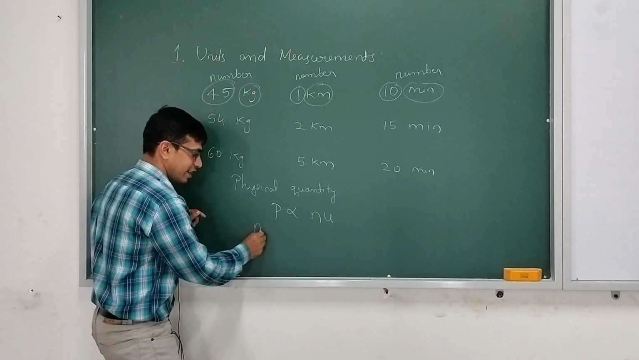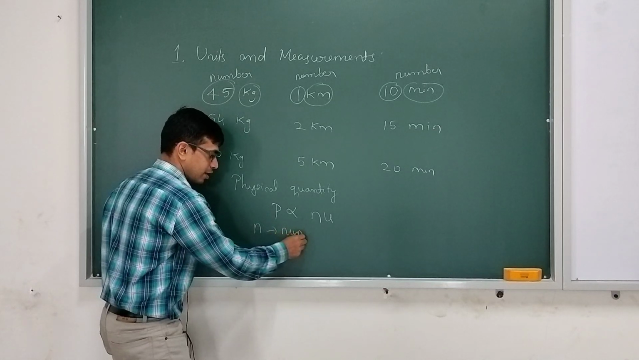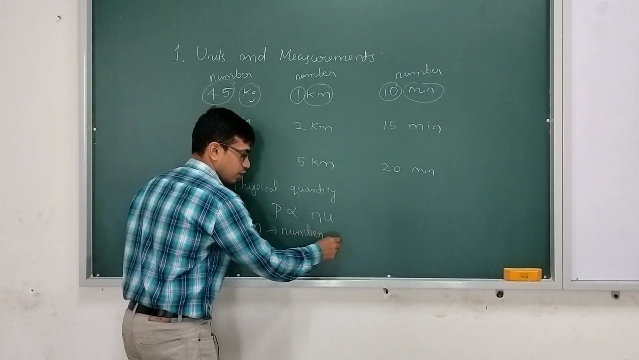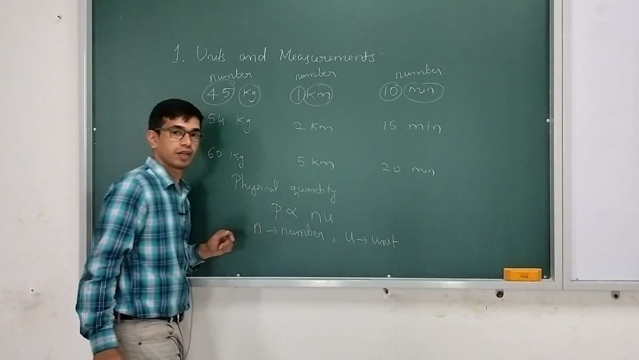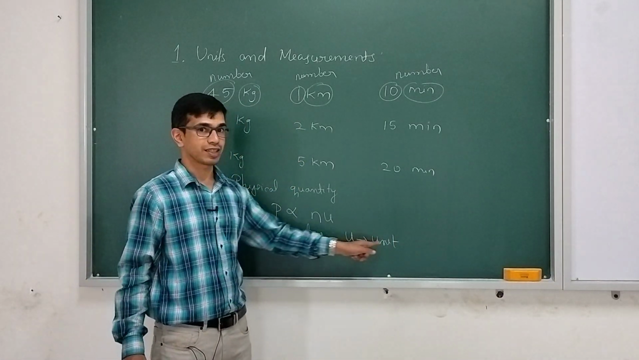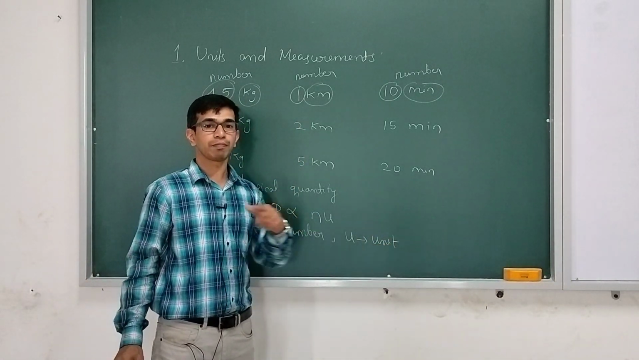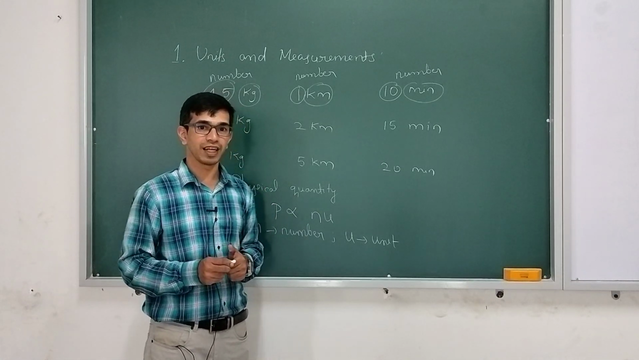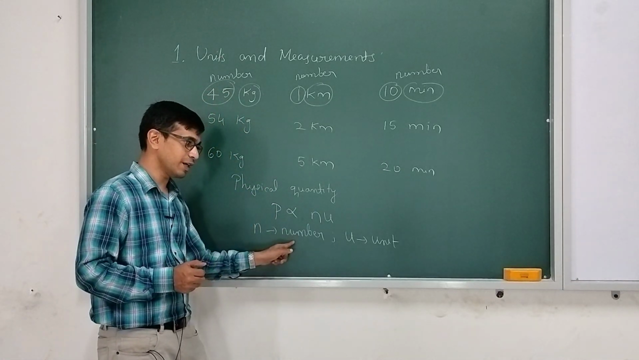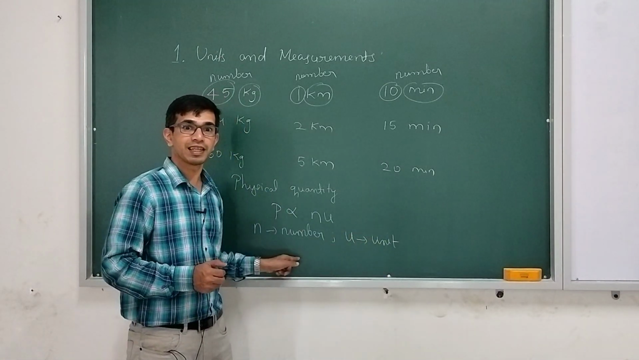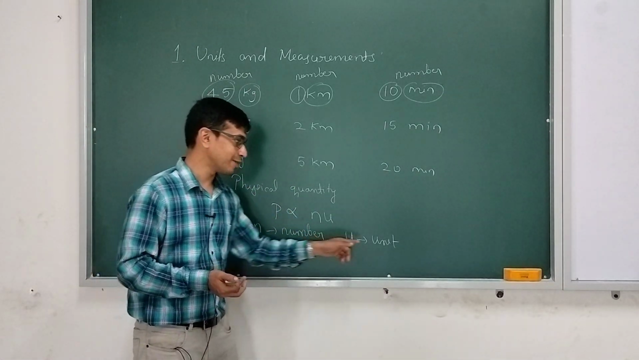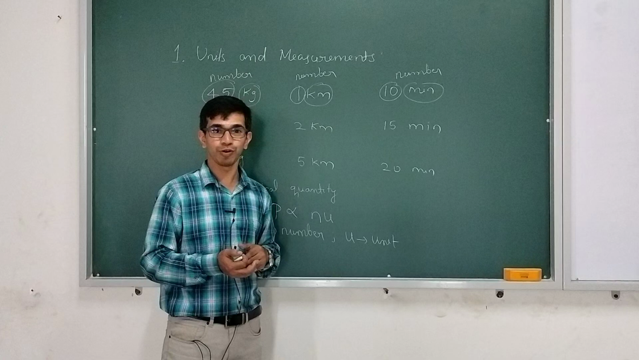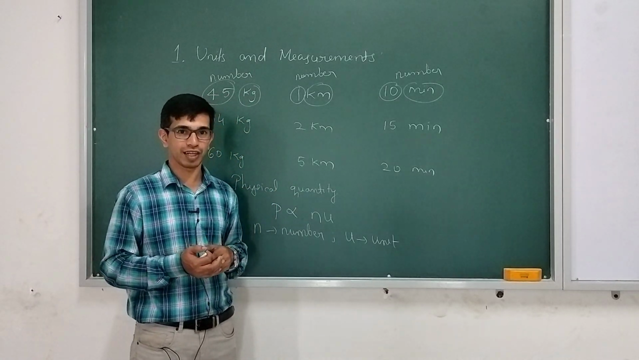We call n a number and u a unit. N is a number, u is a unit. So to represent a physical quantity, we need two factors, a number and a unit. The number is already measured. The measured quantity will be expressed in terms of its units. This is how we deal with physical quantities.